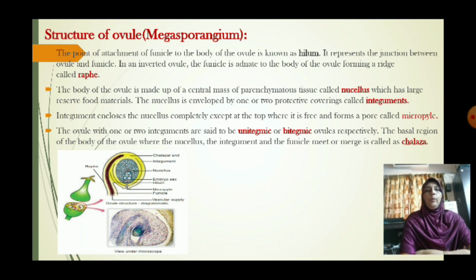The ovule with one or two integuments is said to be unitegmic or bitegmic respectively. The basal region of the body of the ovule, where the nucellus, the integument and the funicle meet or merge, that end is called the chalaza. That is also depicted in the picture view.